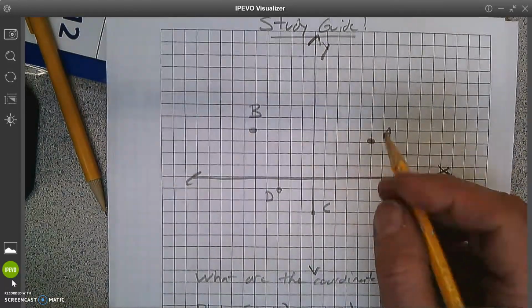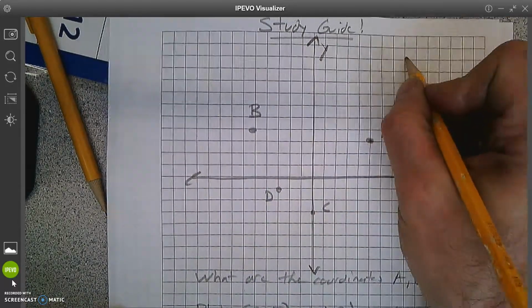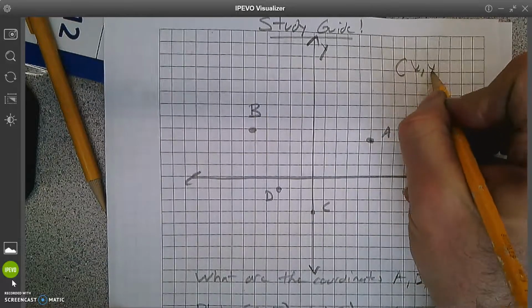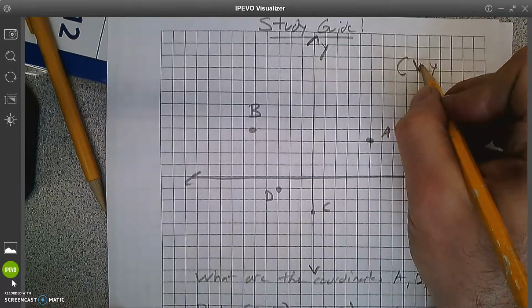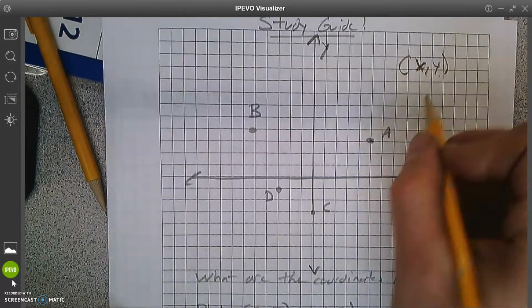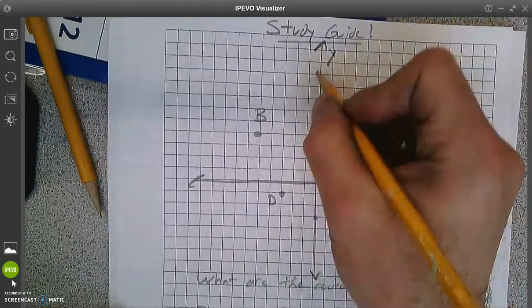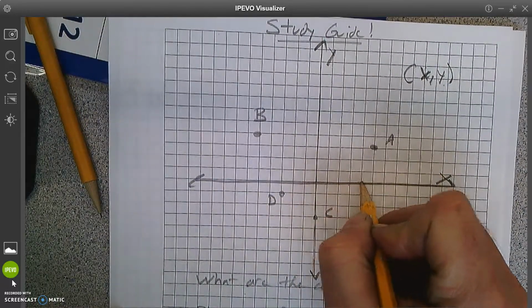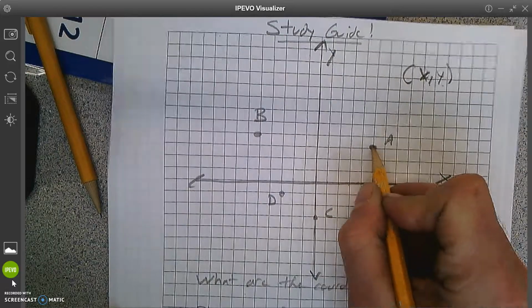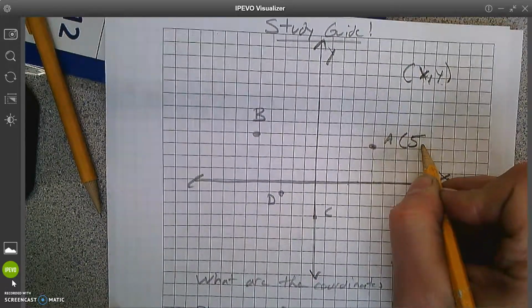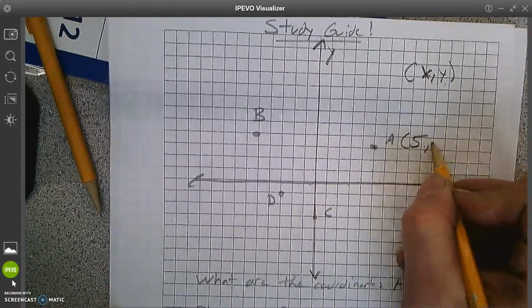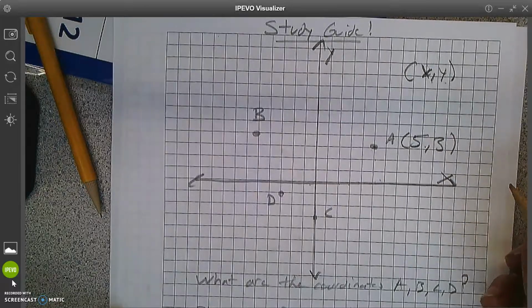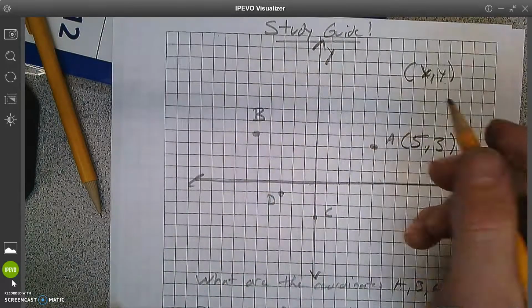All right, so A, you always go X before Y. So X is first, Y is second. So we go left to right first and then up and down. So that's going to be 1, 2, 3, 4, 5. 1, 2, 3. So this is at 5 on the X, 5 over, 3 up. There we go. All right, let's try B.